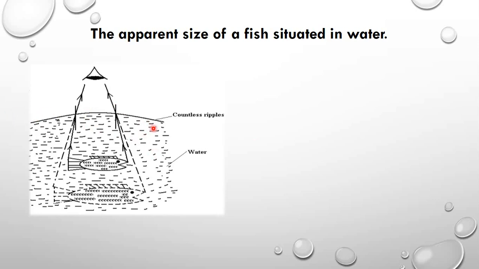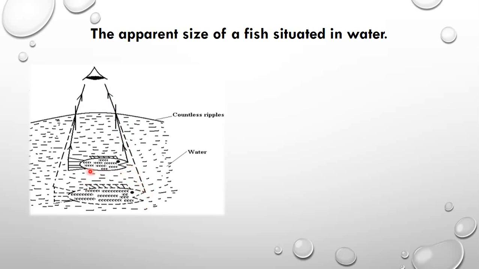The water appears to be concave, just like we are seeing here, because of the countless ripples. And so if we have this fish, if we draw a ray from the head of that fish, that ray is going to move to this boundary of the water and air, and it will undergo refraction. It will undergo refraction away from the normal, and then it will appear to be coming from there. So this will be the apparent position of the head of the fish.